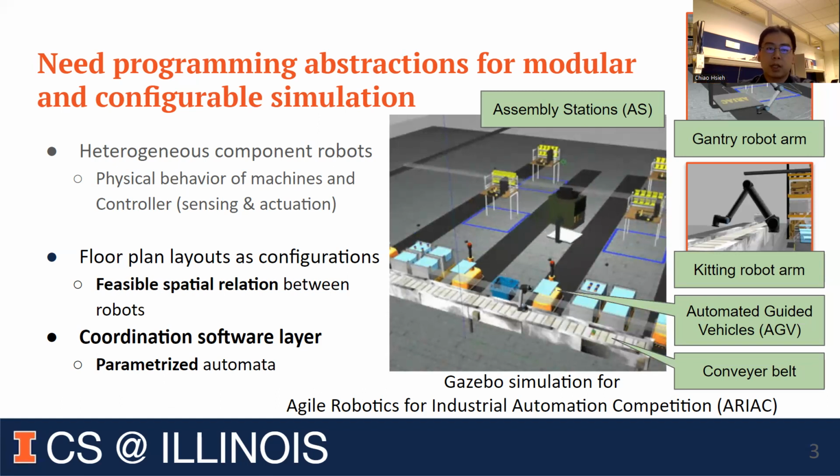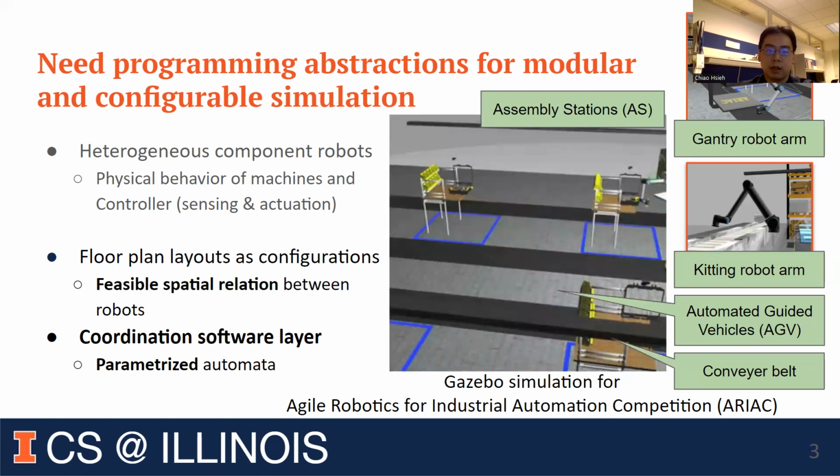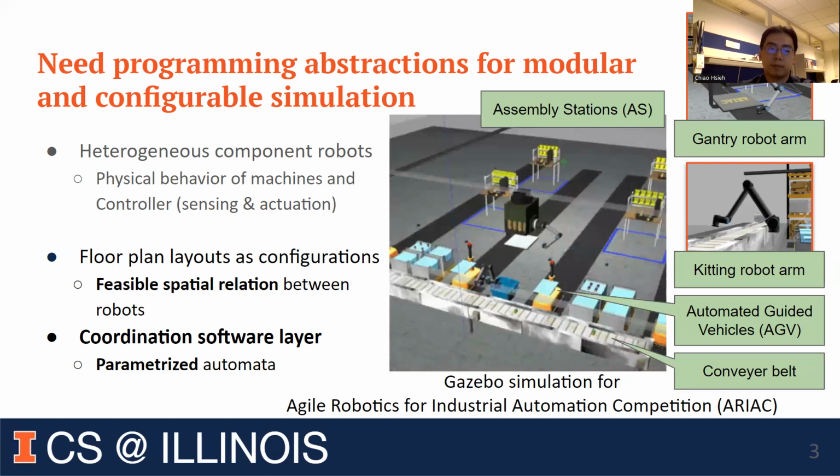So in this particular simulation run, the kitting robot arm has to pick up from the conveyor belt only when the battery is ready on the conveyor belt. And then it puts it on the AGVs only when the AGV is closed and fully stopped. And we think that programming abstractions for the layout and the coordination software layer are necessary in order to address this kind of challenge.